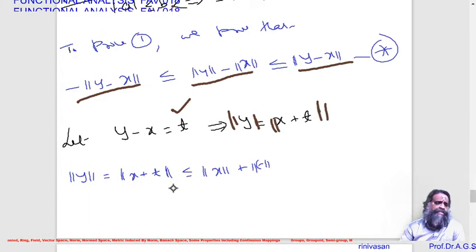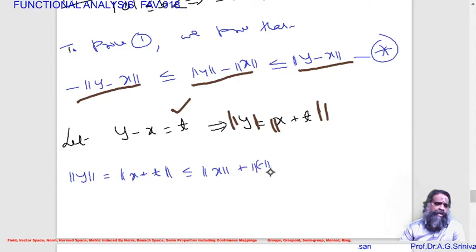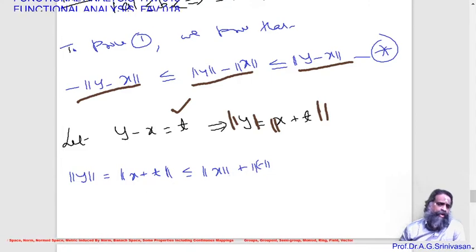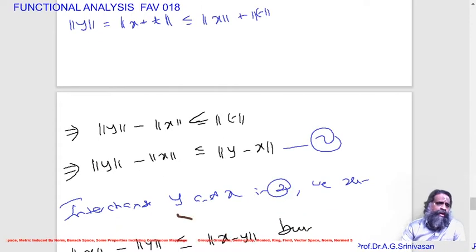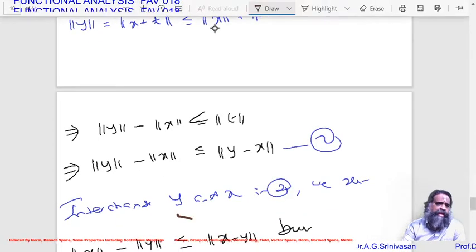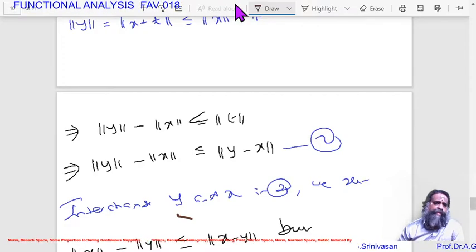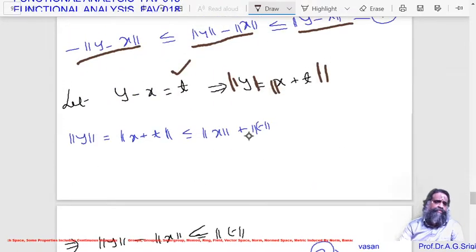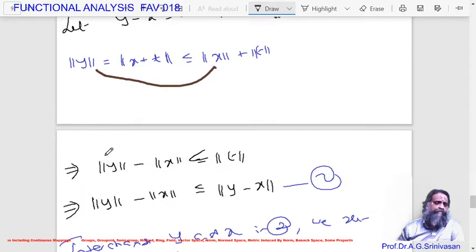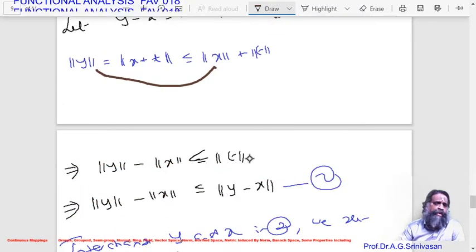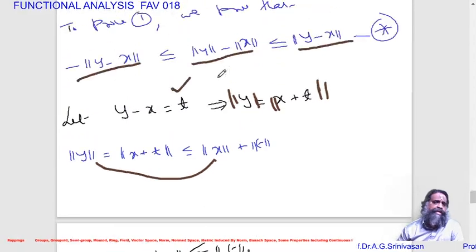But norm x plus t is less than or equal to norm x plus norm t, by the triangle inequality of the norm, right? Now, I'll bring this x to this side. So what we have is norm y minus x is less than or equal to norm t. But what is t? t is y minus x.